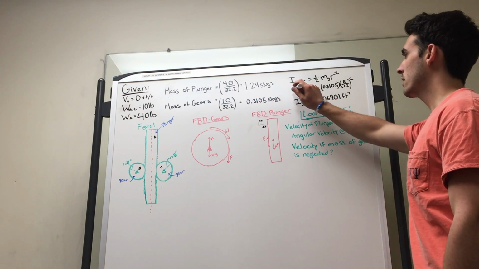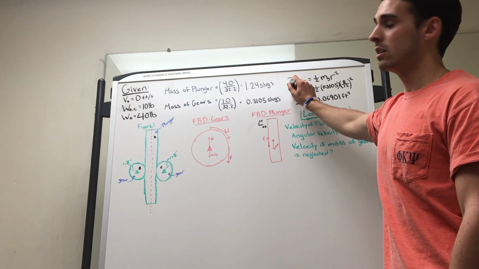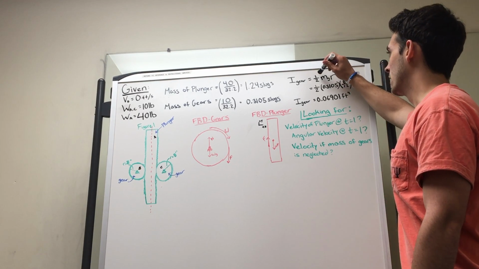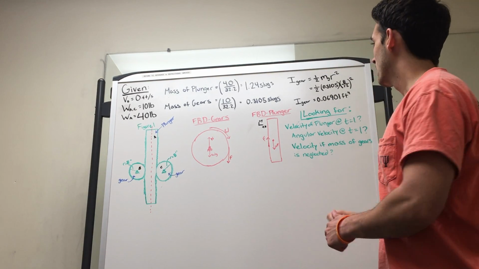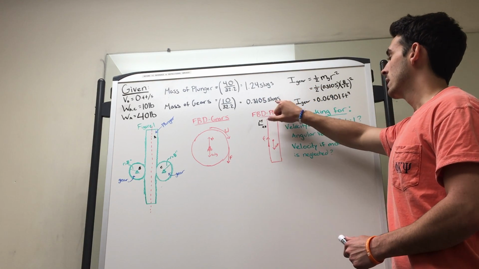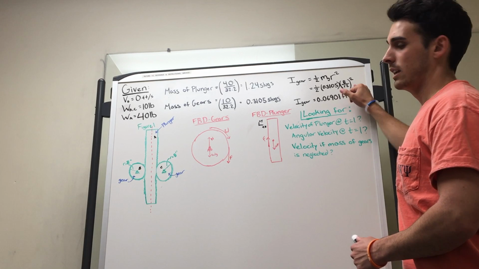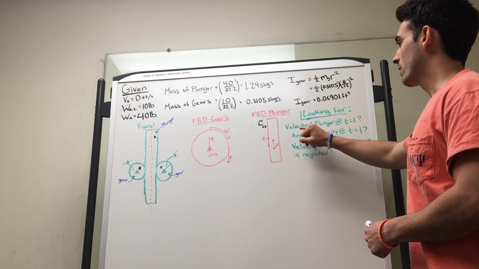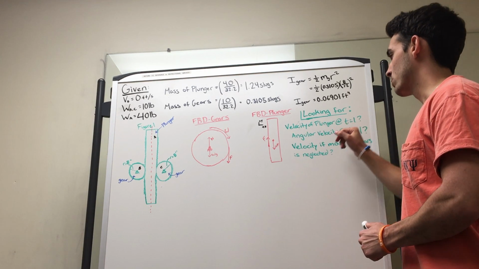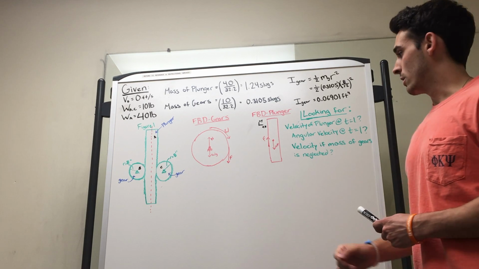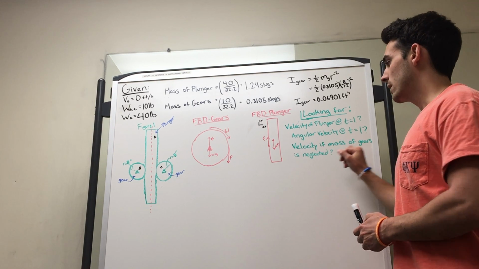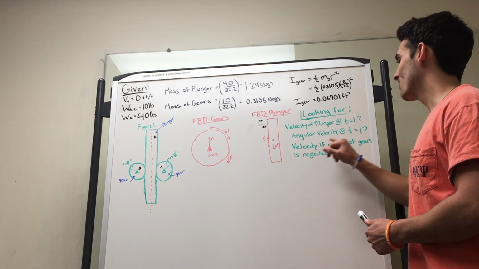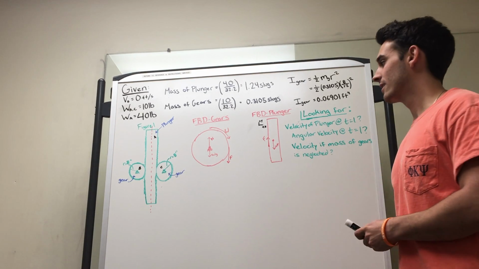Then we are going to calculate the moment of inertia for the gears, because you're going to need that later on in your calculations. You use the formula 1/2 mr squared, plugging in the mass that you get in slugs and using the radius in terms of feet. In this problem, you're looking for the velocity of the plunger at time equals 1, the angular velocity at time equals 1, and the velocity of the plunger if the mass of the gears is neglected.